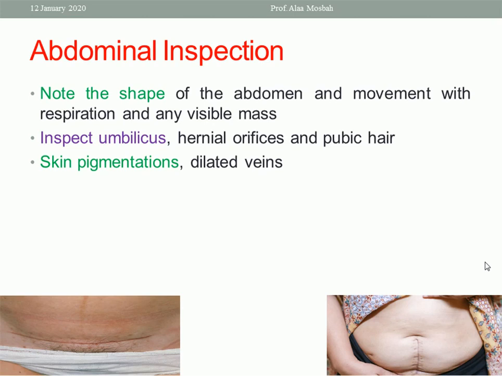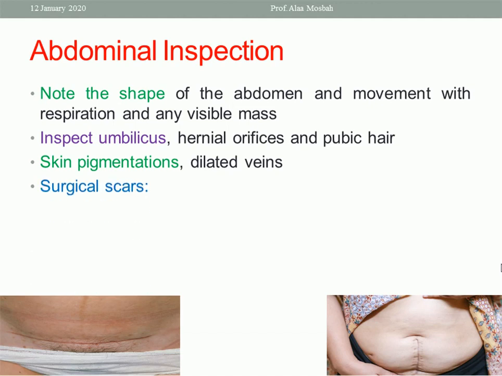Feminine hair, of course, is a triangle with base up, while in masculine or male-like pubic hair, it reaches the umbilicus, a triangle with apex up, not the base. Look for skin pigmentation or dilated veins.